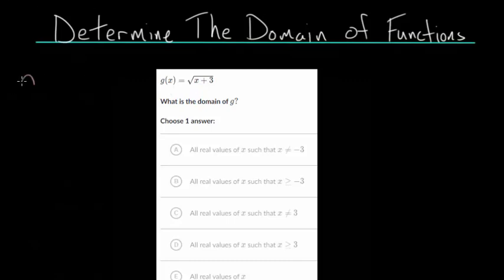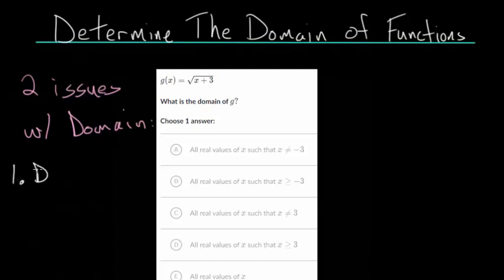So let me write that down. Two issues with domain. And the first one is division by zero. So one, you cannot divide by zero.